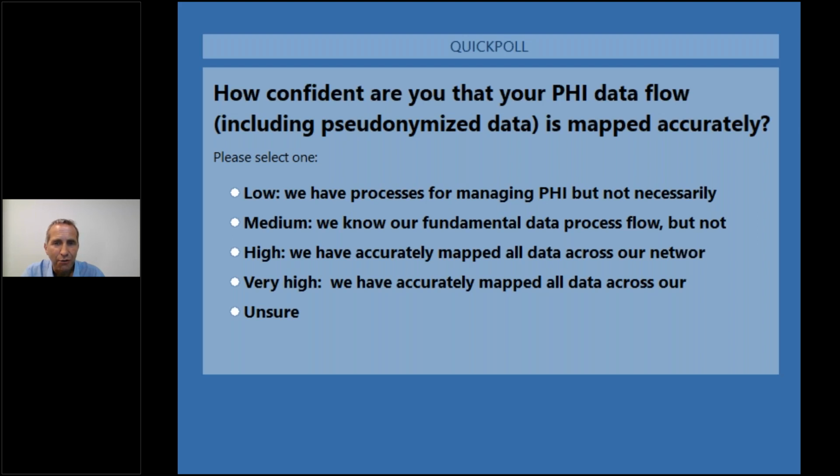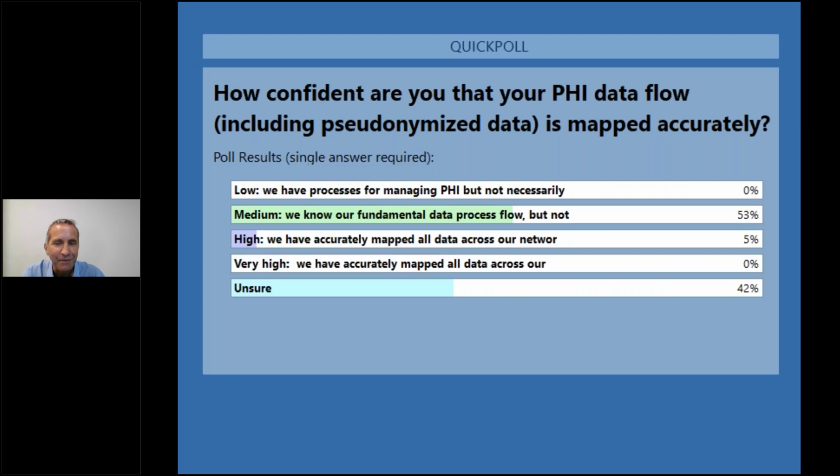So we've got some of you still to vote. Come on, we're not going to tell anybody. Just be open with us. Okay, here's where we are at now.